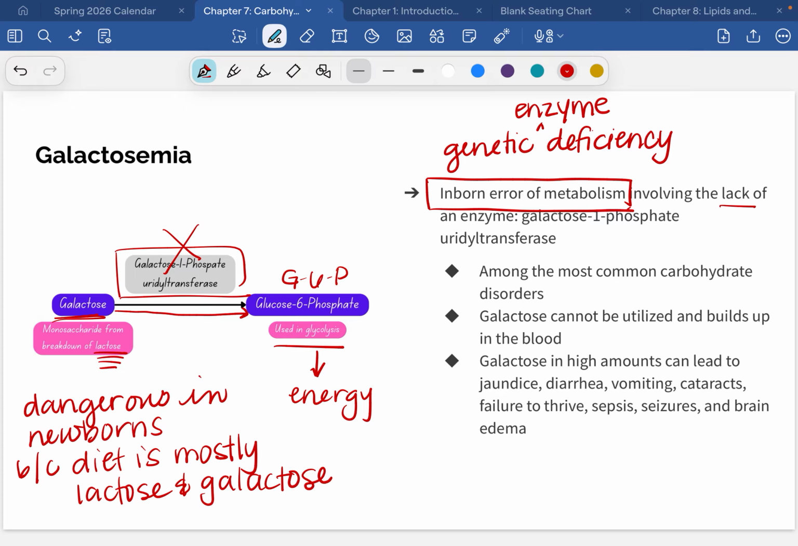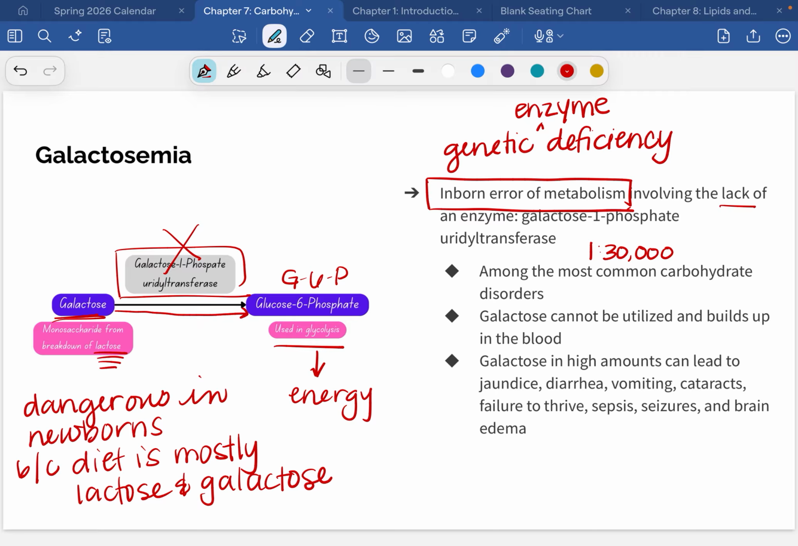In an adult, this is much less of a problem, because adults can just not eat dairy products, right? A human adult can get carbohydrates from a lot of different places other than lactose and galactose. But newborns' primary food source is dairy products, lactose and galactose. Galactosemia is actually among the most common carbohydrate disorders. It occurs in about 1 in 30,000 live births, which doesn't sound like a lot, but there are tens of thousands of babies born every single day in the United States alone. So 1 in every 30,000 live births is actually relatively common.